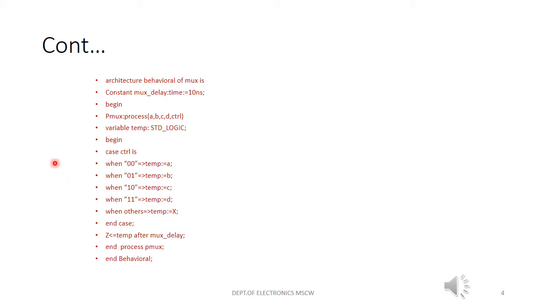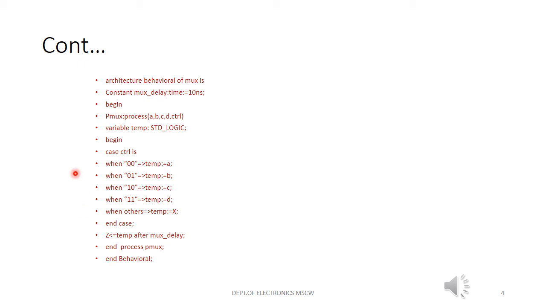Here the case expression is our control. The output of this multiplexer depends on the control inputs, no? That is why we take the expression as control. Next let us begin with when, and here you write the choices. What choices are there? These are our choices in the control, and depending on that you get the outputs. If it is 0 0, your output is equal to A. And continuously you write all the conditions you want to check.